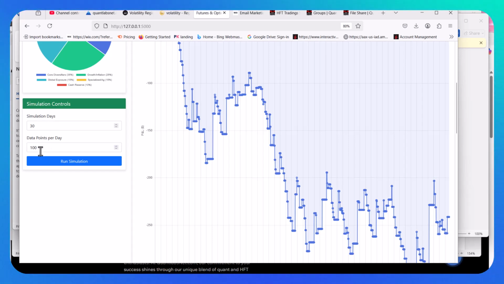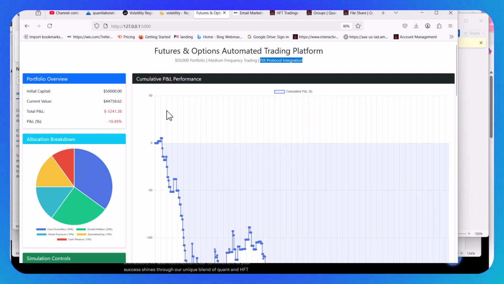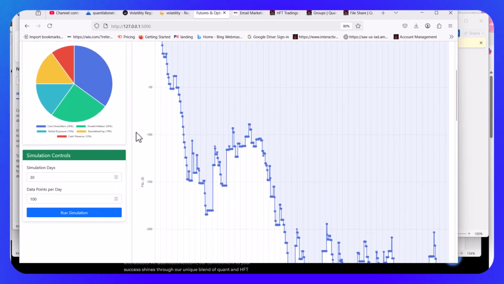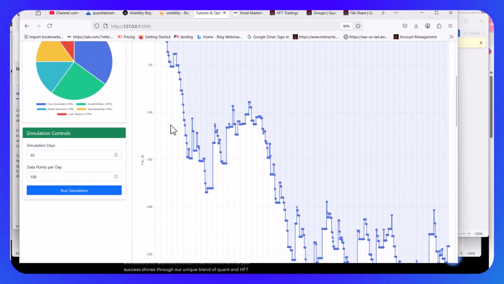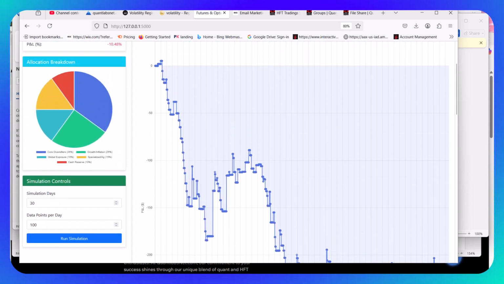I'm going to show you 30 days, 100 points per day. And right now, this is the current setup for the simulation. Here we have our initial capital, current value, and we'll do a total P&L, and then a P&L percentage as well. So this is probably what you're seeing in your typical trading portfolio lately since the beginning of April. I do believe today is May 7th or 8th.